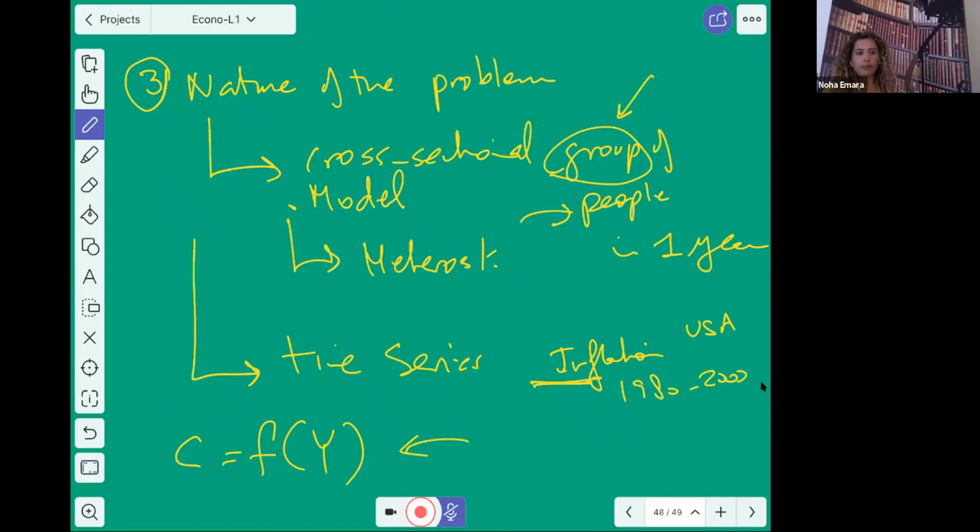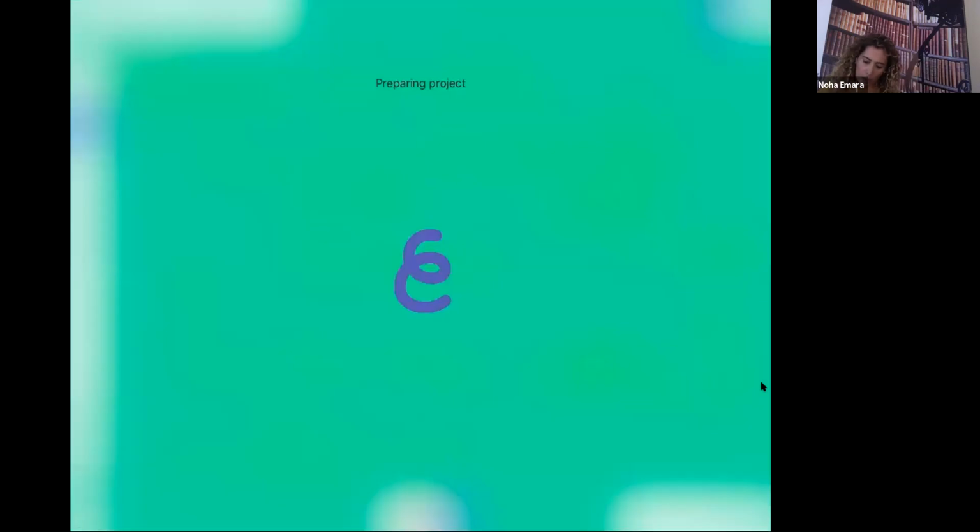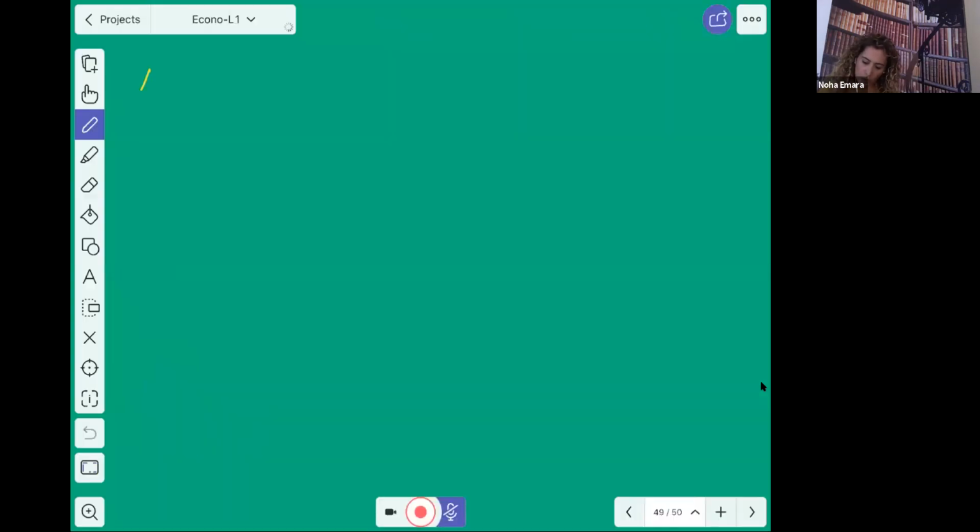Number four is the formal test, and this is what we usually depend on. So for a formal test, there are different tests. There are multiple tests that you can use.